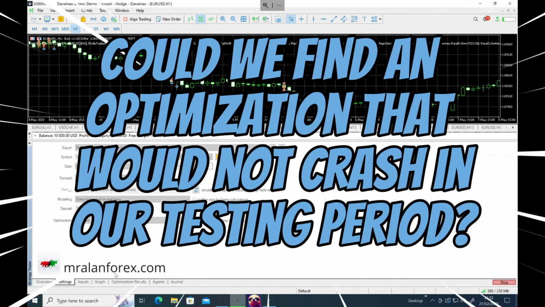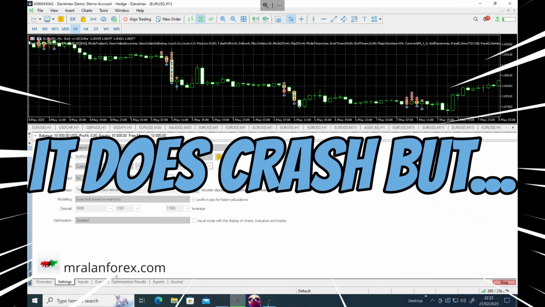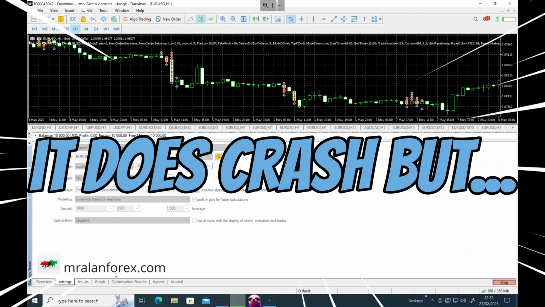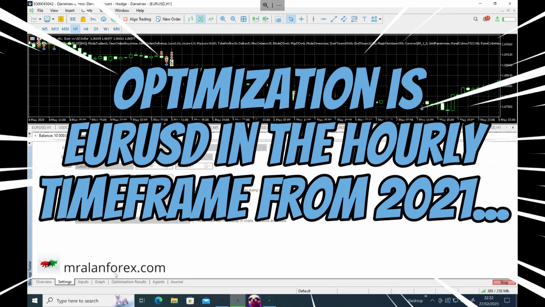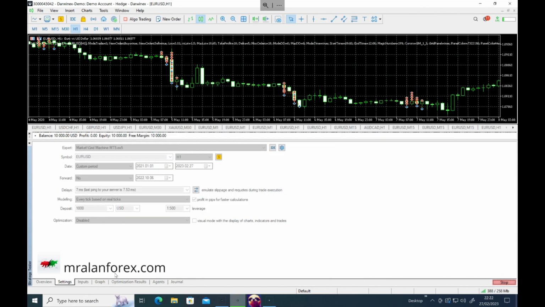And I wanted to see if I could find an optimization that wouldn't crash in the time frame of our testing. Spoiler alert, it did crash, but if we restarted, it would be in a healthy profit if trading today. So the optimization is Eurodollar on the hourly time frame from 2021. Let's see what happens.